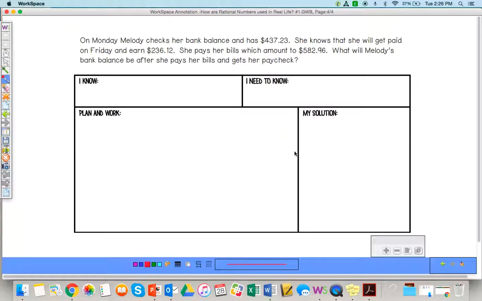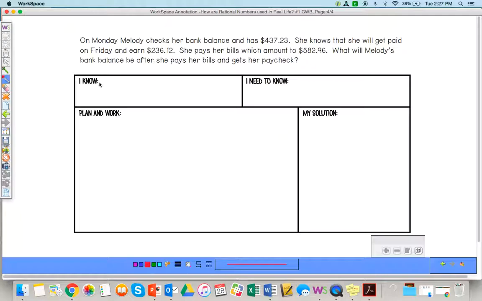All right, this is our last problem. I would like for you to try it on your own. Okay, so pause the video and try this problem on your own. All right, so it says, on Monday, Melody checks her bank balance and has $437.23. She knows that she will get paid on Friday and earn $236.12. She pays her bills, which amount to $582.96. What will Melody's bank balance be after she pays her bills?